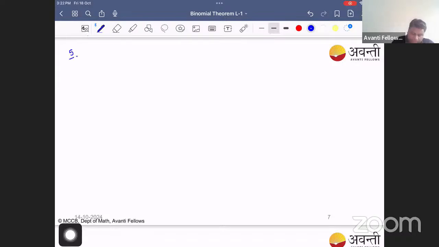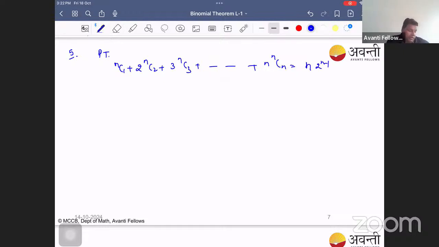Now, fifth, prove that nC1 plus twice of nC2 plus thrice of nC3 and so on, n times nCn, is n times 2 to the power n minus 1. All right. Any idea? Any idea if anybody would like to try it?